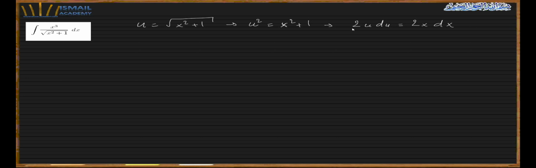So when we divide by 2 here, I will have u du will be x dx. Now, what I do here, I will split this x cubed into x and x squared, so it's going to be x squared times x dx over square root of x squared plus 1. So here I have x squared by itself, and I don't have any way to get my x squared.